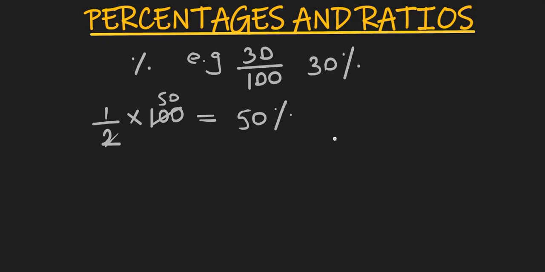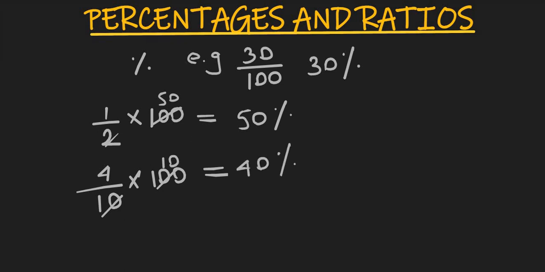Let's look at another example. 4 over 10 is a fraction that is not expressed in terms of 100. How are we going to convert that to a percentage? We simply have to multiply it by 100. Therefore, we get 100 divided by 10 is 10. 10 multiplied by 4 is 40%. Similarly, we can convert any fraction of which the denominator is not 100 into a percentage by multiplying that particular fraction by 100. Now let's see how we can convert decimals into percentages.